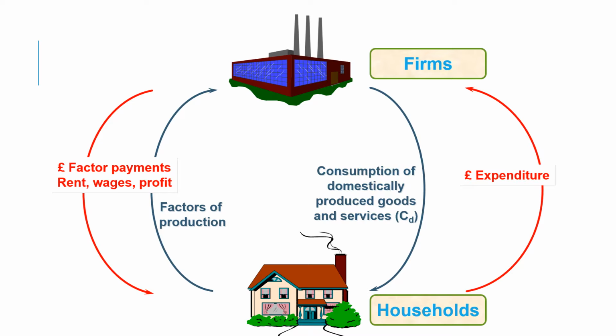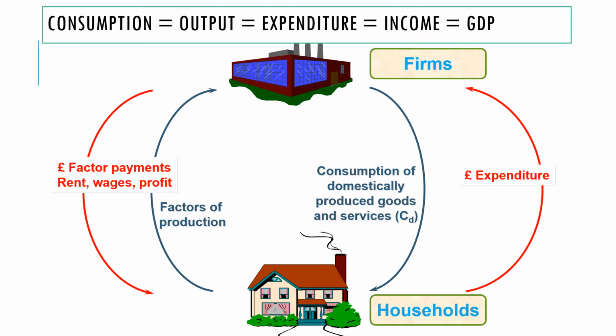So if we're going to measure the size of our economy and GDP, national income, we can use this concept here, because the amount being consumed by households, the consumption of goods, equals the output of the economy, which also equals how much is being spent, which also equals how much is being earned, which would also equal GDP. So looking at just one of these parts of these flows would give us a concept of the size of the economy, the level of GDP or national income.